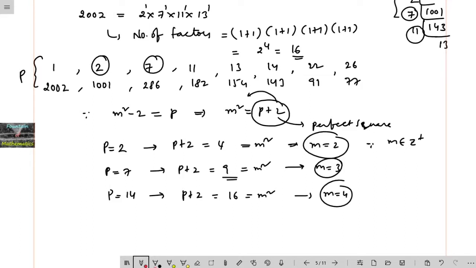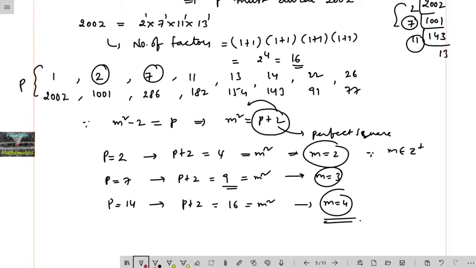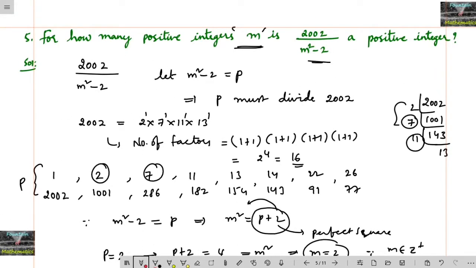And next 22, 26, I don't think any other numbers will satisfy. So only these are the 3 numbers which satisfy here. So the possible values are 2, 3 and 4 for the value m. Okay, this is how we can check the answer. The next question.